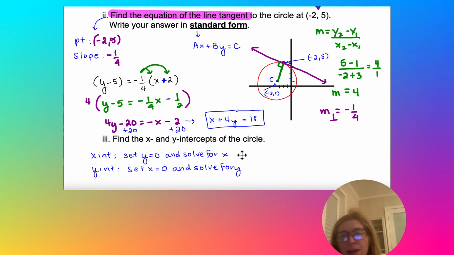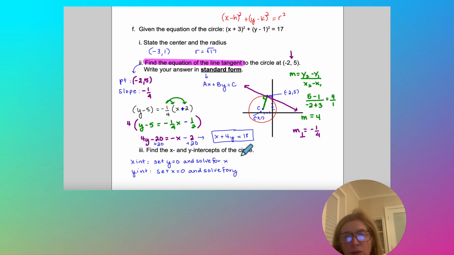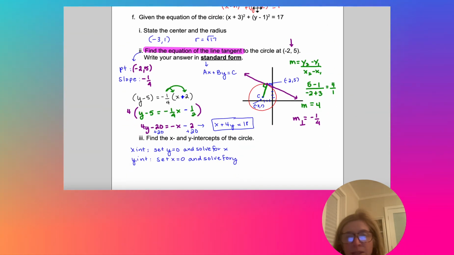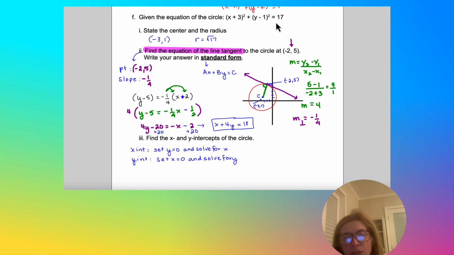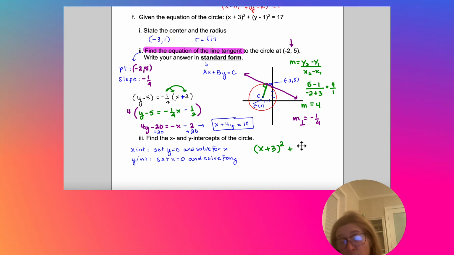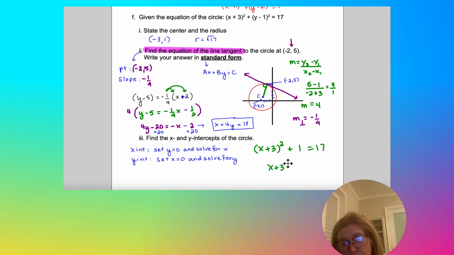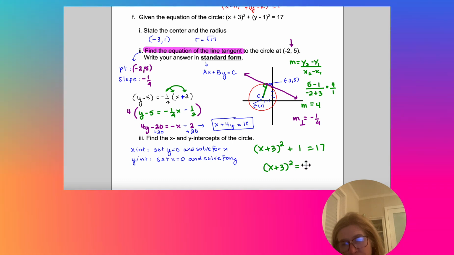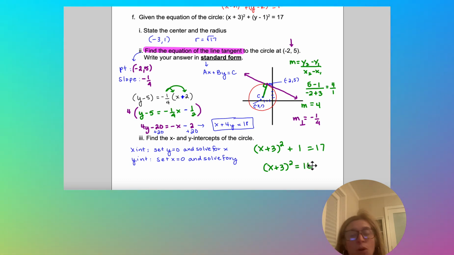Okay, I'm just going to find x real quick. I'll let you find y on your own. So I'm going to set y equal to 0. I'm going to substitute 0 in for y into the equation, giving me x plus 3 squared plus 0 minus 1. So 1 squared is 1, equals 17. So x plus 3 squared equals 16 when I subtract 1 from both sides. You don't multiply out x plus 3 squared. I mean, you could. It's just going to take you much longer.